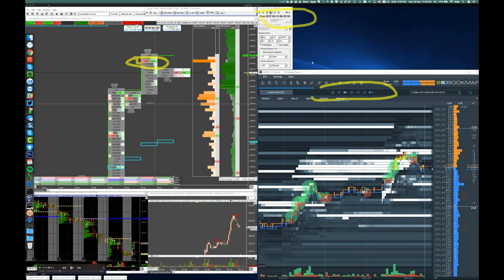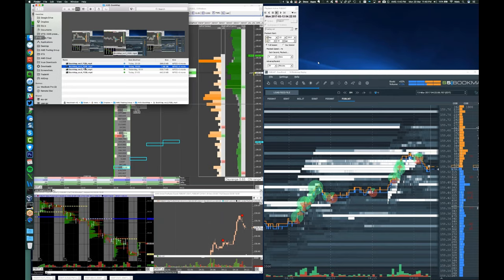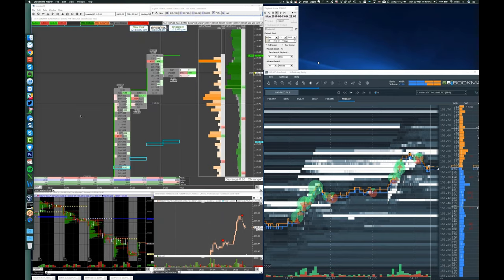Let me get to some of the questions here too. Are you using the same data feed as Linsoft? No, you're using Linsoft to drive something else, and then you're using Bookmap for S5. Yeah, I use Stage 5 for all my feeds. Okay. S5 for all your feeds there.